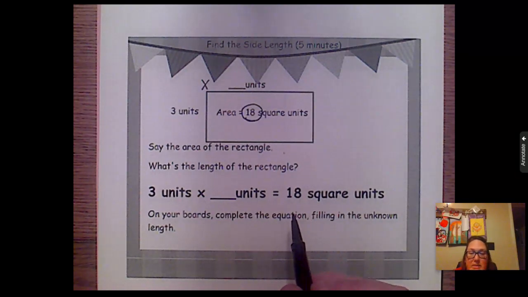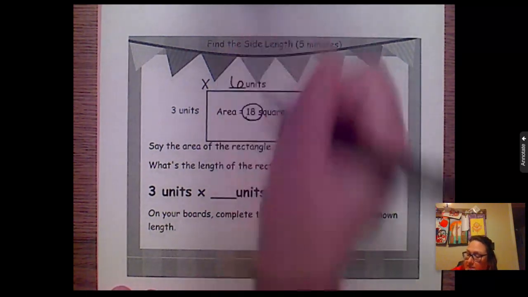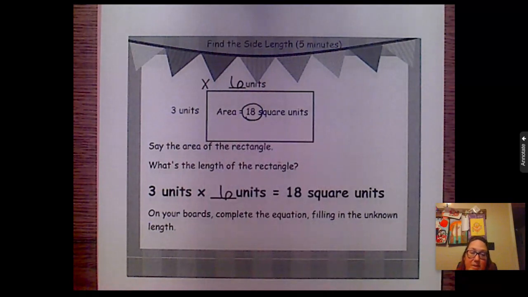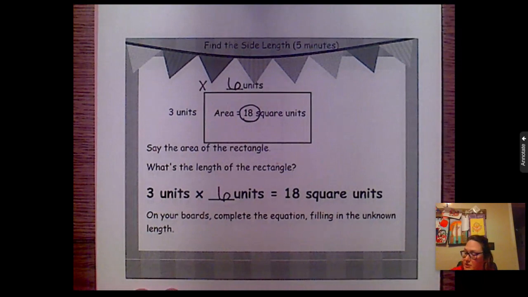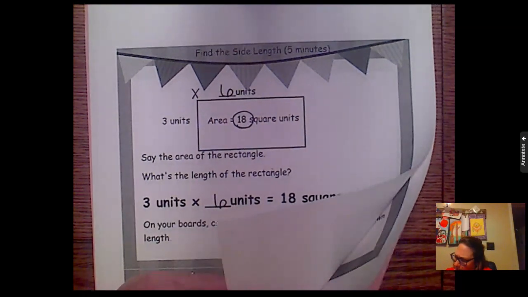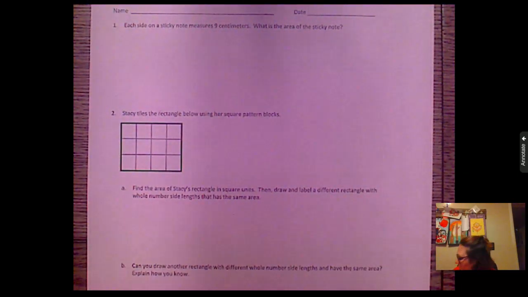What did you come up with? Did you come up with 6 for that missing side length? Good job. So if we count by 3s, 6 times we would get 18, right? Good job. All right, I think I had one more there, but I'm going to skip past it. And we'll go right into our problem set for today.